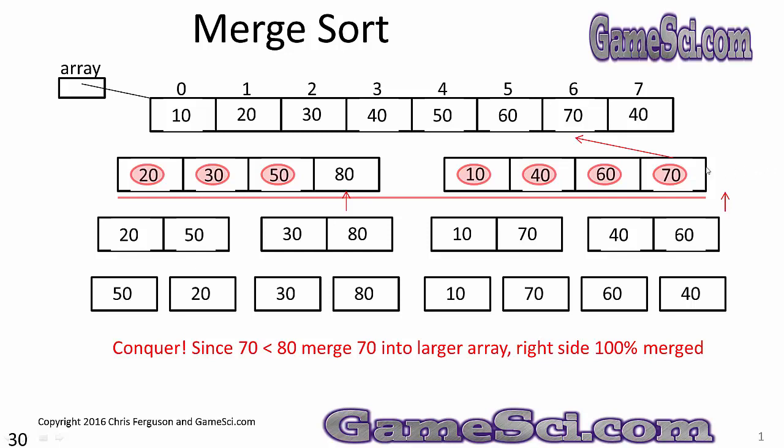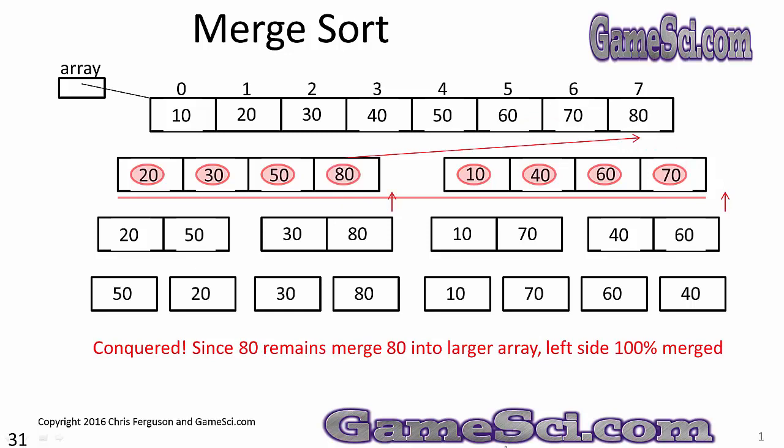Notice now the right side is 100% merged. The right side has red circles around it. There's nothing left to merge here. Fully conquered now. The 80, as the only value left, merges into the larger array. Now the left side is fully merged, and the right side is fully merged. That's why I've declared this array to be conquered.